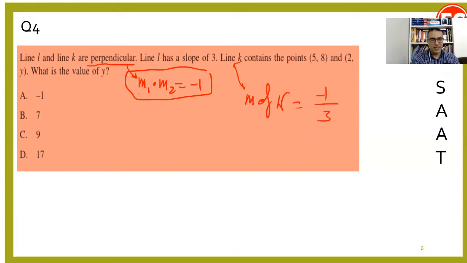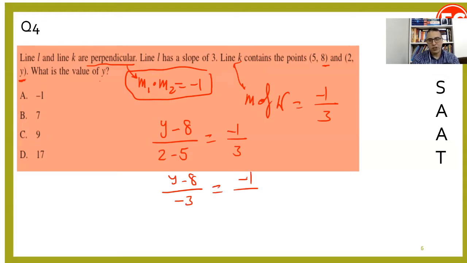The points (5, 8) and (2, y) lie on line K. What is the value of y? So y minus 8, which is y2 minus y1, over 2 minus 5 is equal to -1/3. 2 minus 5 is -3. What if I change this sign to -3 down, so I will have the same denominator? Then y minus 8 is equal to 1. So y is equal to 9.